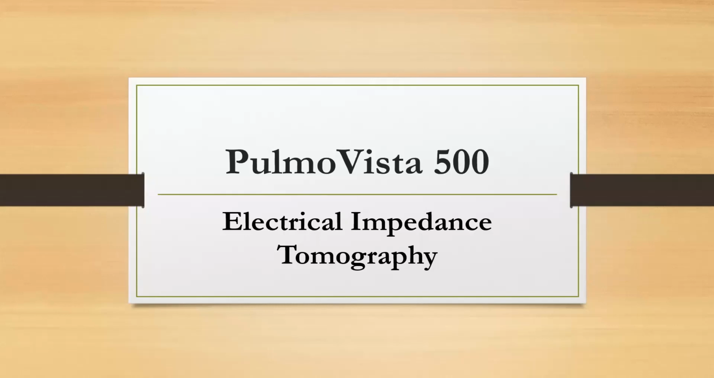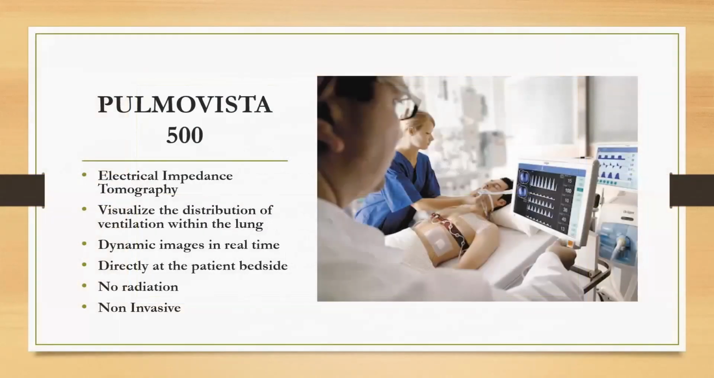Today we're going to look at the PulmoVista 500 by Drager. PulmoVista 500 is an electrical impedance tomography and it helps to visualize the distribution of ventilation within the lung. And this gives dynamic images in real time. And the great thing about it, it's directly at the patient's bedside. It doesn't use any radiation and it's a non-invasive monitoring device.